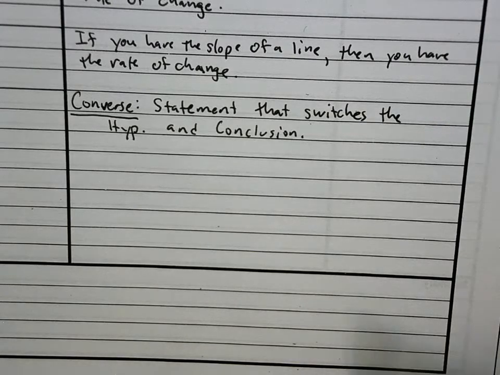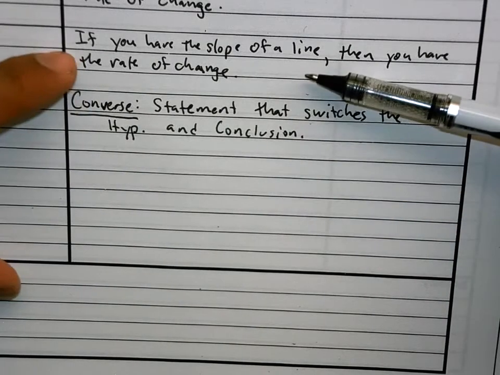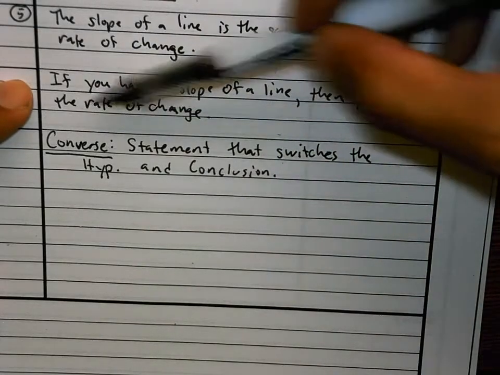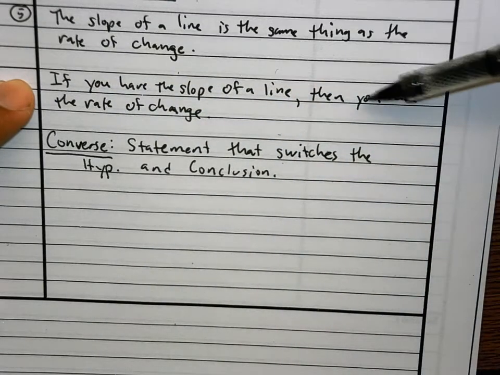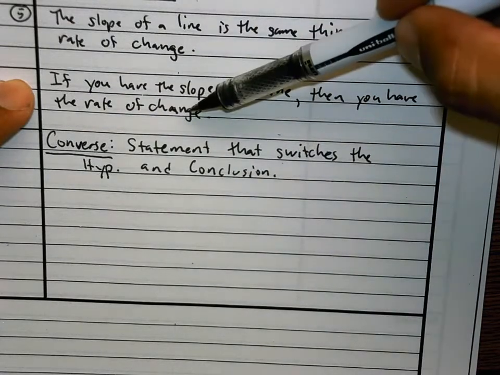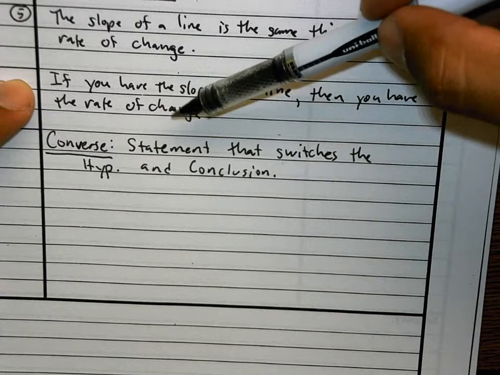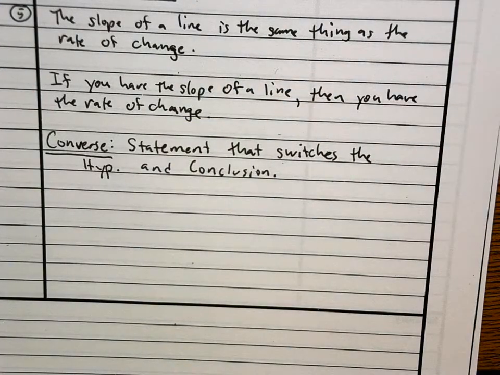So, for example, if I asked you to write the converse of this previous statement that we just wrote down: if you have the slope of a line, then you have the rate of change. The converse would be: if you have the rate of change, then you have the slope of a line. The converse is where you switch the two things, but you still write it if and then.